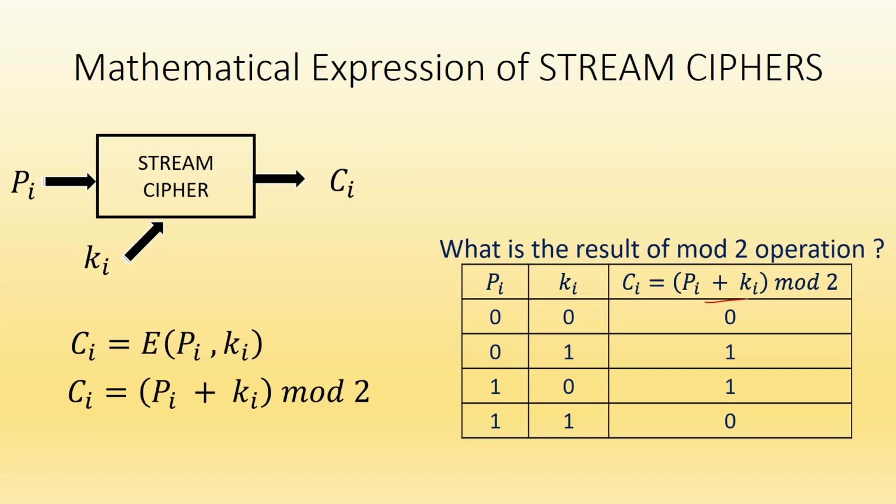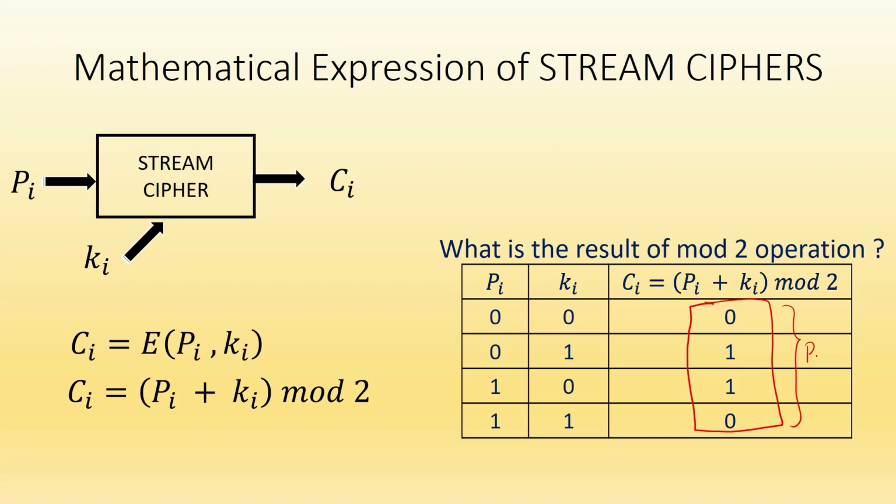Now have a look at these results that you have got. What does this result resemble to? When 0 is added with 0, we are getting 0. 0 when added with 1, we got 1. 1 plus 0, 1. 1 plus 1 results in 0. What does it look like? It basically represents a XOR operation.